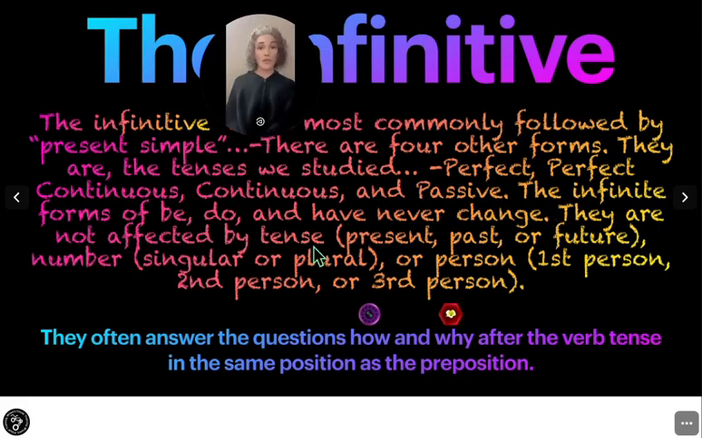The infinitive forms of be, do, and have never change. They are not affected by tense, being present tense, past tense, or future tense, number, singular or plural, or person, first person, second person, or third person. They're static. There's only to be, to have, and to do, followed by the pattern. So they often answer the questions how and why after the verb tense in the same position as the preposition. So you say the verb tense, the 7 patterns, then you can add the infinitive on it as a plus, like extra information. Yeah? Let's look at that.